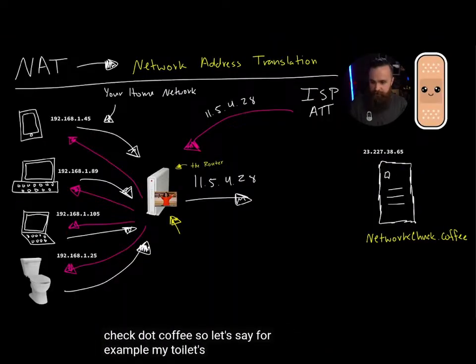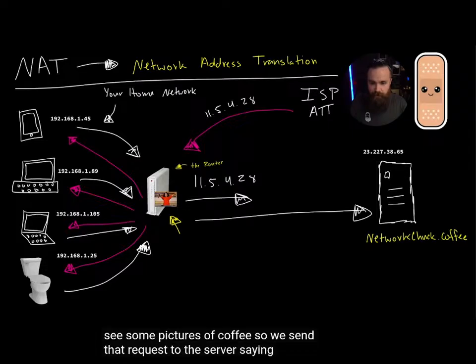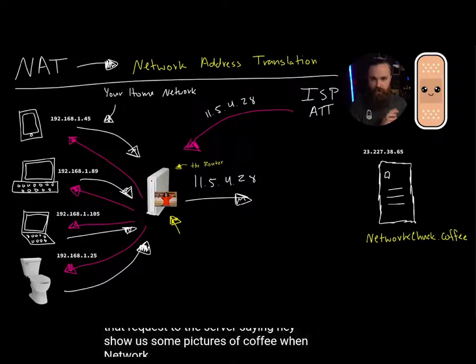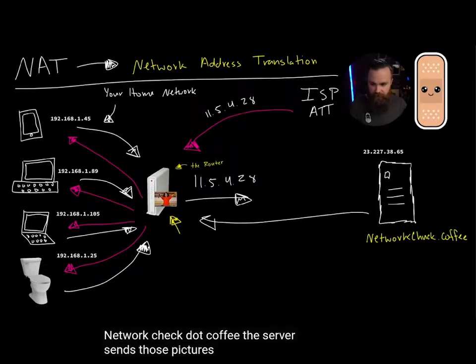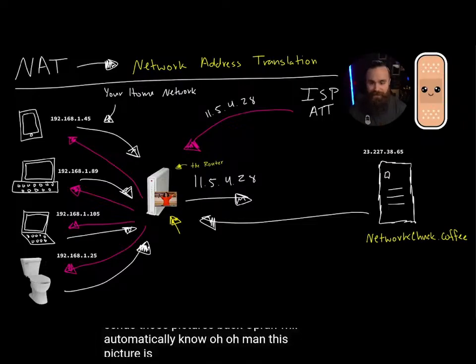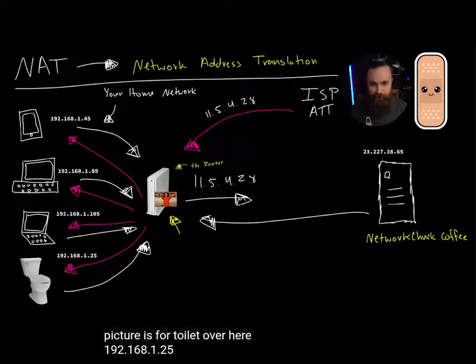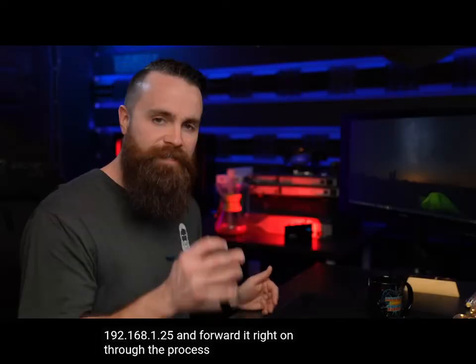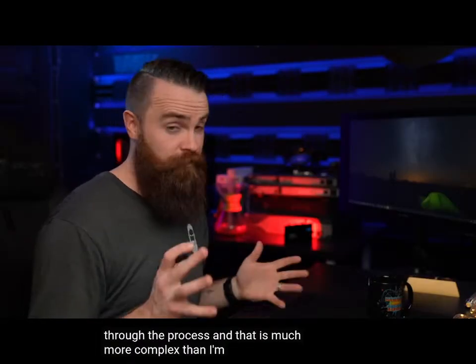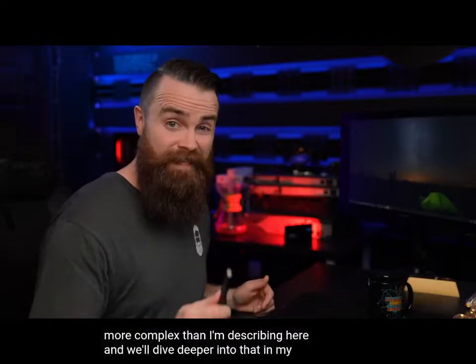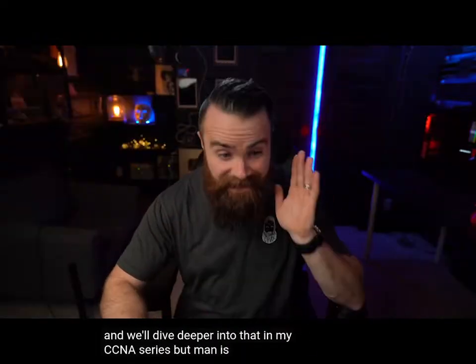So let's say, for example, my toilet's like, hey, I want to see some pictures of coffee. So we send that request to the server saying, hey, show us some pictures of coffee. When networkchuck.coffee, the server, sends those pictures back, Oprah will automatically know, oh man, this picture is for toilet over here, 192.168.1.25, and forward it right on through. The process in that is much more complex than I'm describing here, and we'll dive deeper into that in my CCNA series, but man, is that stinking cool or what?